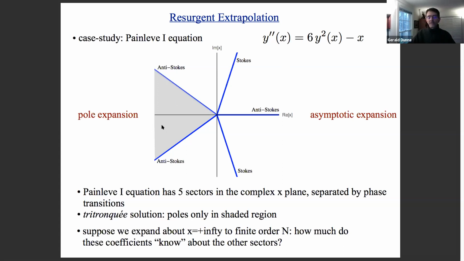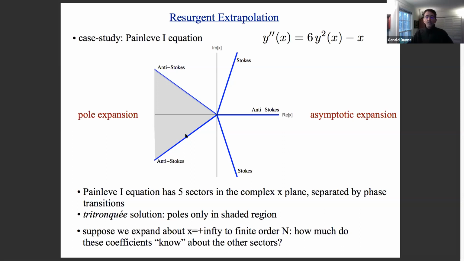And in this region here, the solution has a completely different type of expansion. It has a pole expansion. So this is like these Lee-Yang zero type arguments. It will be a complete phase transition. So this is the question. Suppose we only know these coefficients out here to some order n. How much do those coefficients actually know about these non-perturbative transitions elsewhere in the complex plane? Okay, seems hopeless.